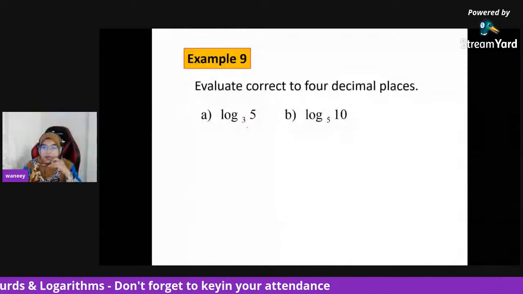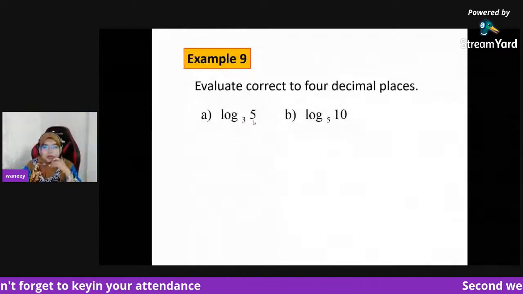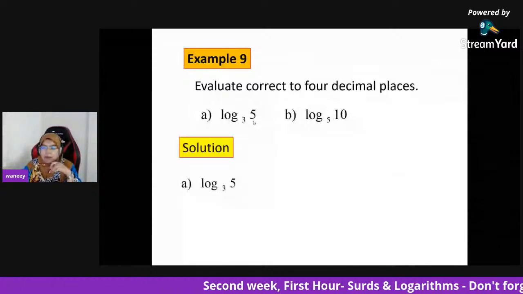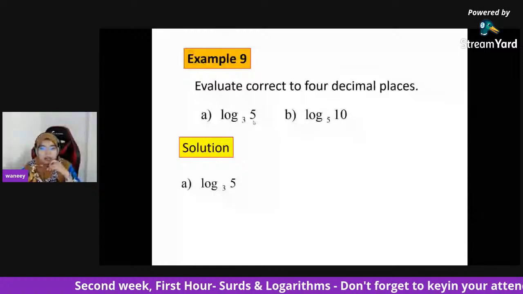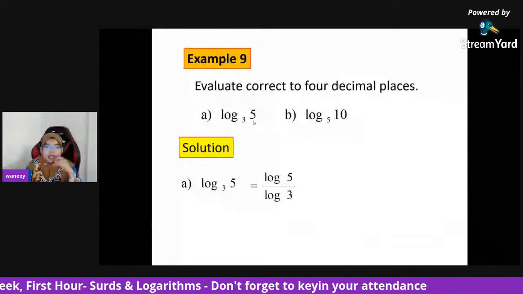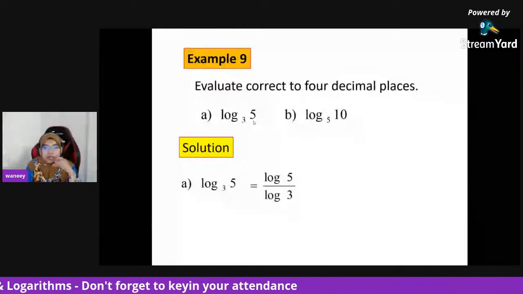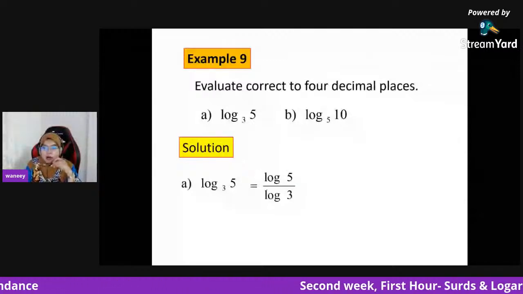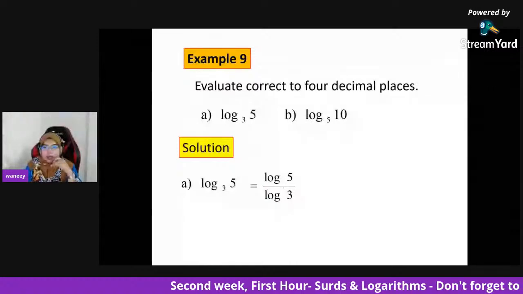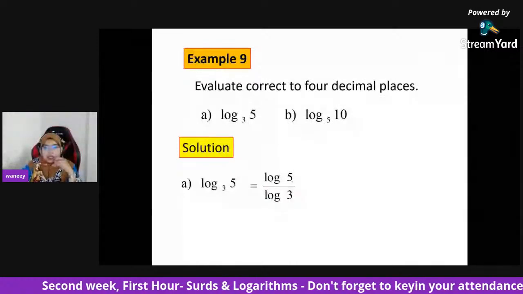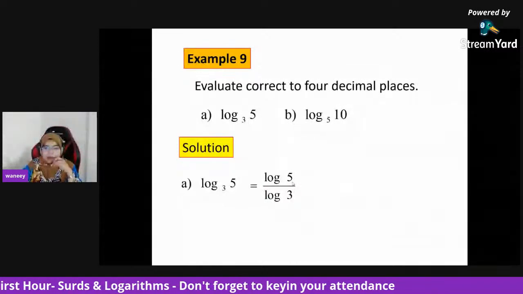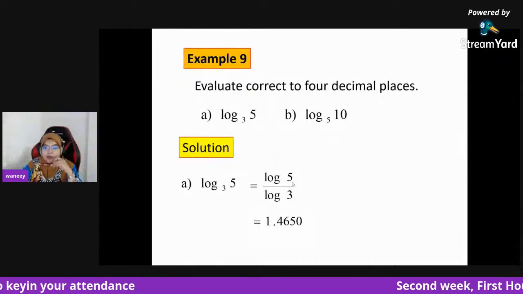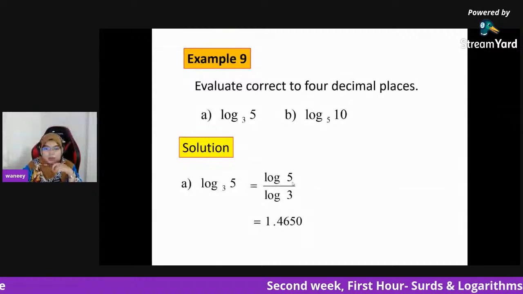So log_3 5, we're going to use the change of base for it. Log_3 5 is log_10 5 over log_10 3. Then you can use your calculator to calculate the value of log 5, and the value of log 3. Use your calculator, and the value of log 5 over log 3 is 1.4650.